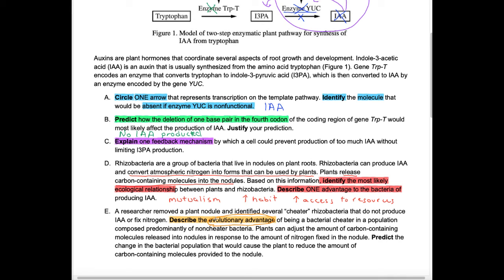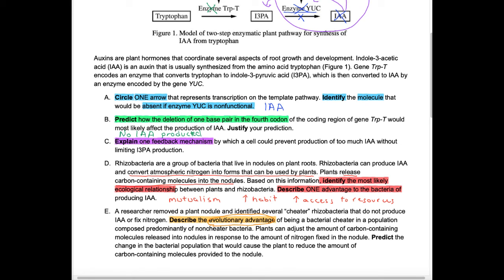And so to make it an evolutionary benefit or advantage, we'd have to extend that thinking to, well, they don't have to expend resources to produce IAA for the plant or fix nitrogen, but they do get access to the carbon-containing resources to grow and reproduce at a greater rate. And that'll get you that point for that description in Part E.